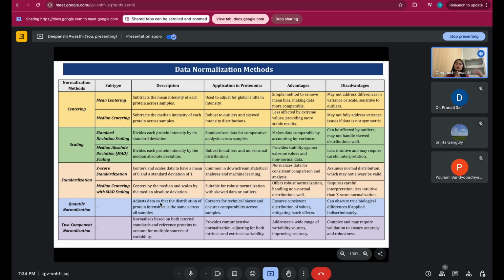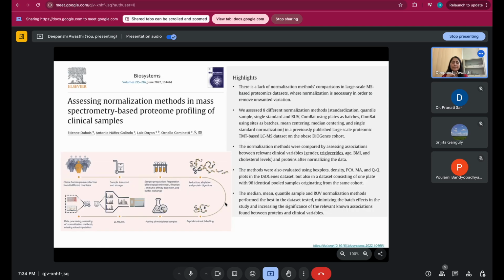So to avoid those things we perform normalization so that we can get rid of the noise, or you can say the unwanted values or unwanted data which is irrelevant. So we can get rid of that by using these normalization methods. If you want to go into the detail, you can go through this table.